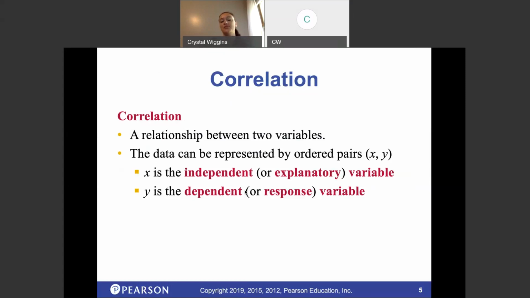So the data can be represented by ordered pairs. The x, which we know from algebra is called the independent variable, in statistics it's called the explanatory variable, which I find to be a bit deceiving because it's not necessarily explaining. And y in algebra was called the dependent variable, and in statistics, we call it the response variable. So, again, we are not saying there's a cause and effect relationship just because there might be a strong correlation. But we still plot these points in a scatter plot using a horizontal and a vertical axis.